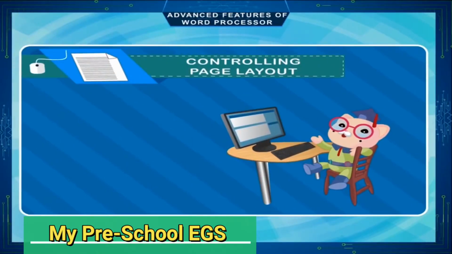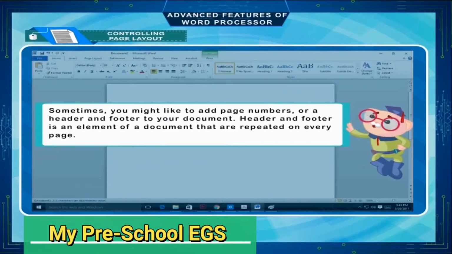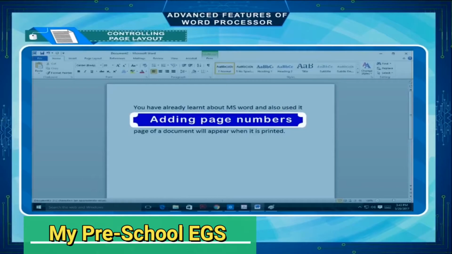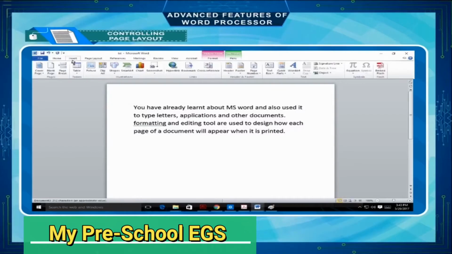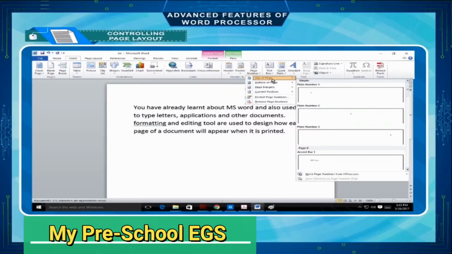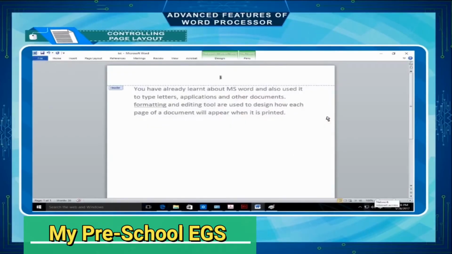Controlling page layout. Sometimes you might like to add page numbers or a header and footer to your document. Header and footer is an element of a document that is repeated on every page. Adding page numbers. Let's start by adding page numbers to your document. Select the Insert ribbon tab and click on the Page Number button. From the drop-down menu, select the position where you'd like the page numbers. It is one of the built-in formats.